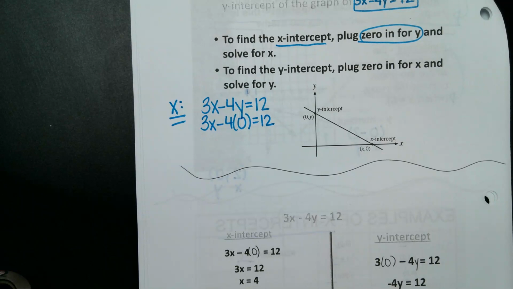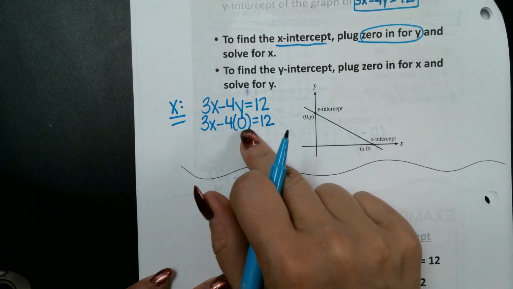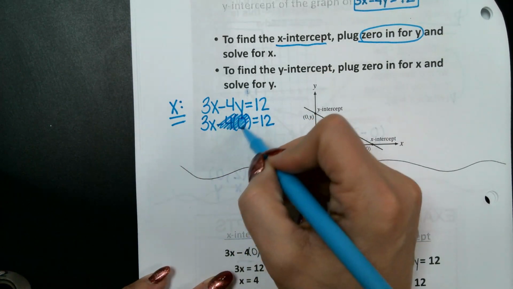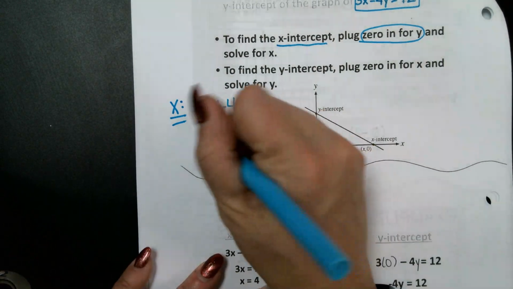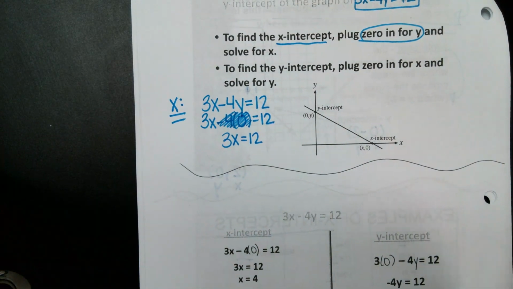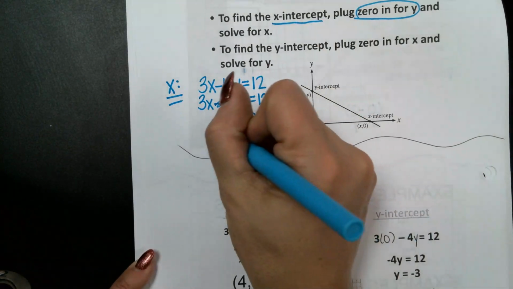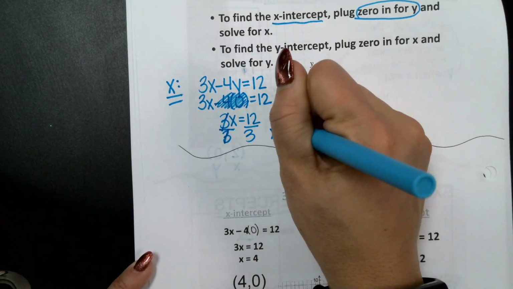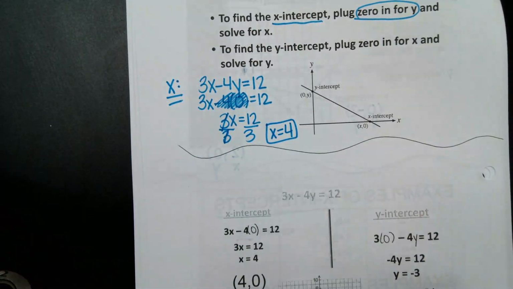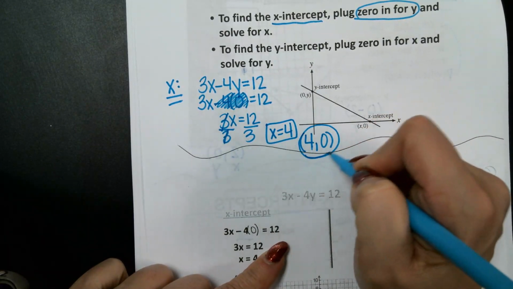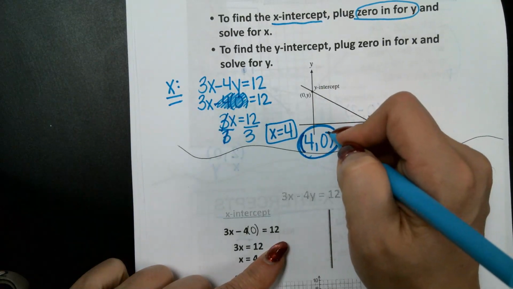What happens when you multiply a number by 0? Doesn't it just go away? So did we really even need to write that term at all? No. We could have just written 3x equals 12. And then how would I solve that one-step equation? Divide by 3. So x equals 4. And now that we know the x-intercept is at the 4, you guys would write that as 4 comma 0. X goes first, y goes second.